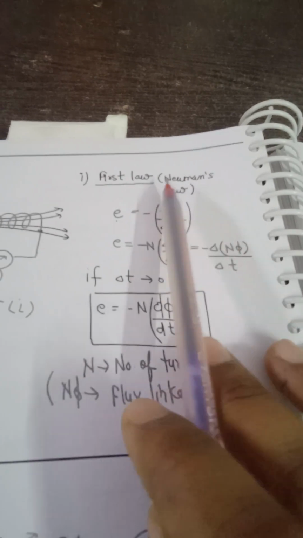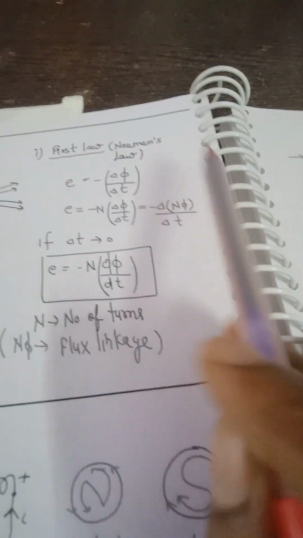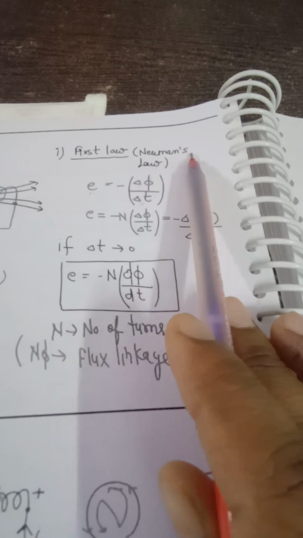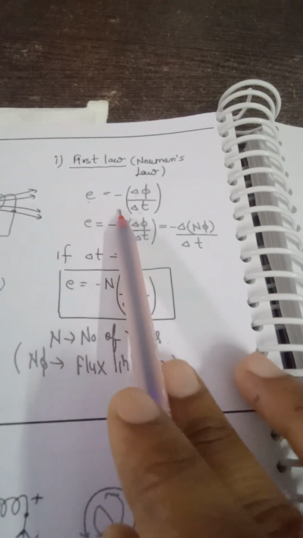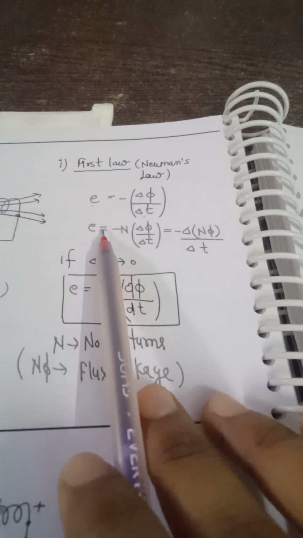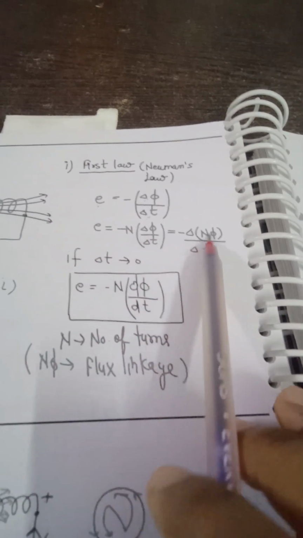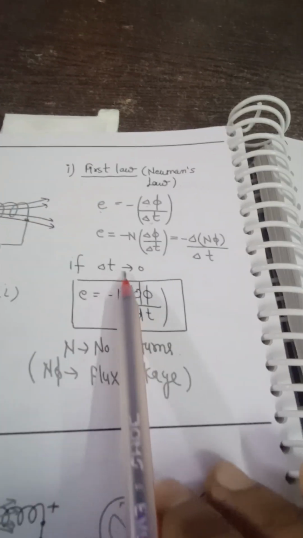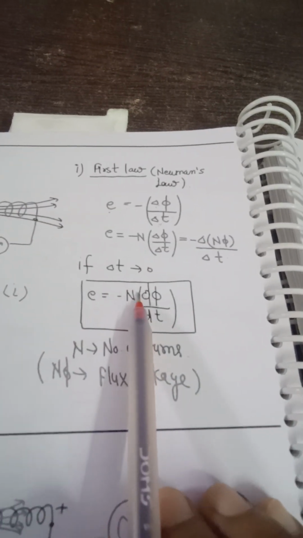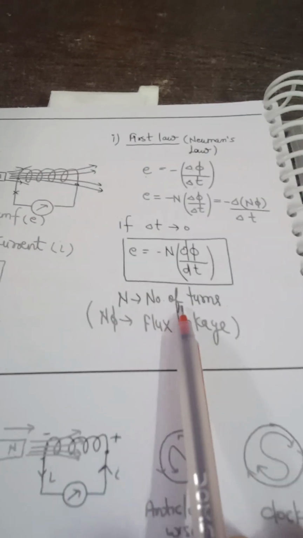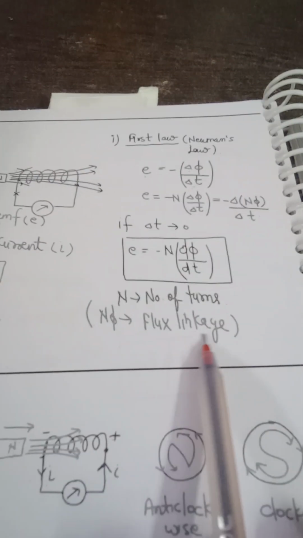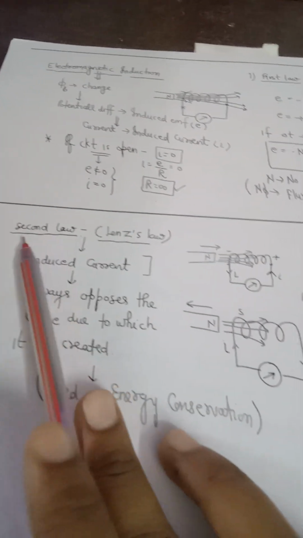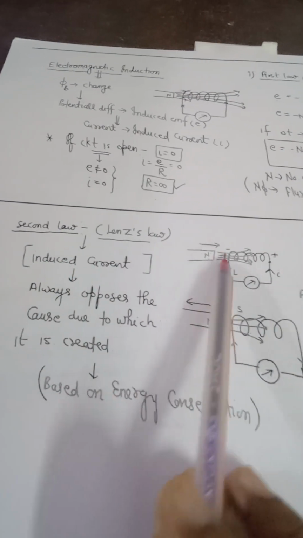Now we will study the first law of electromagnetic induction, which is also known as Faraday's law. So E is equal to minus del phi upon del t. E is equal to minus N del phi upon del t, and it becomes minus d N phi upon dt. If del t tends to 0, it becomes minus N d phi upon dt, where N denotes the number of turns, and N phi is the flux linkage.